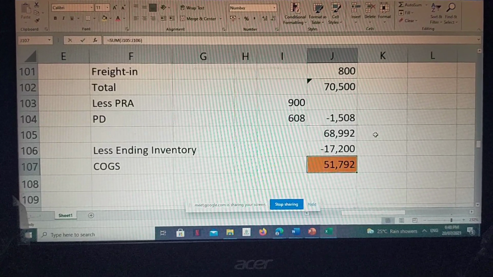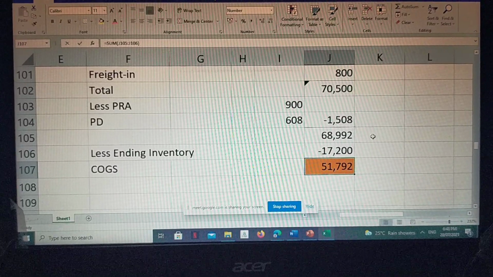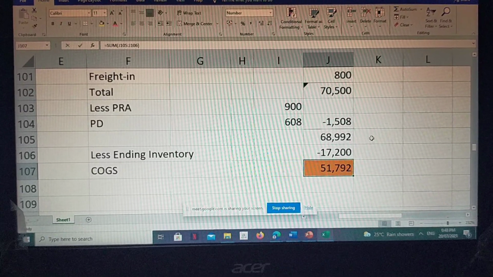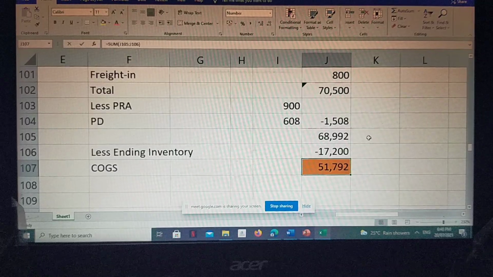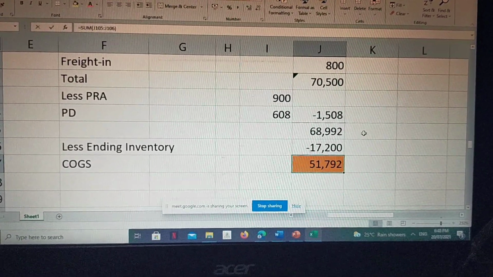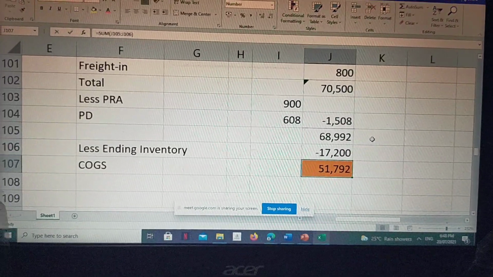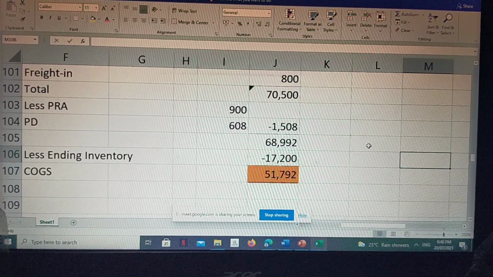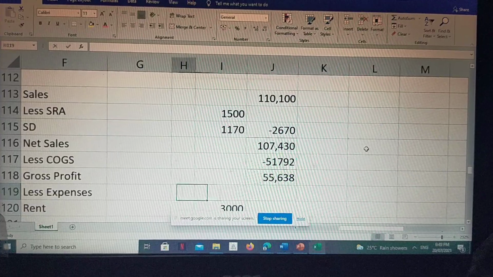Nagets? Nagets ba yan? Hello, feedback? Umabot ba kayo? Umabot kayo kay cost of goods sold? Kasi yes, next, ma'am. Okay, very good. Thank you for the feedback.